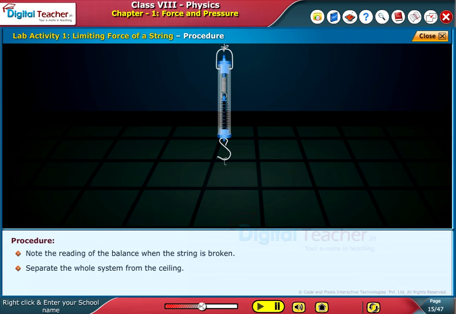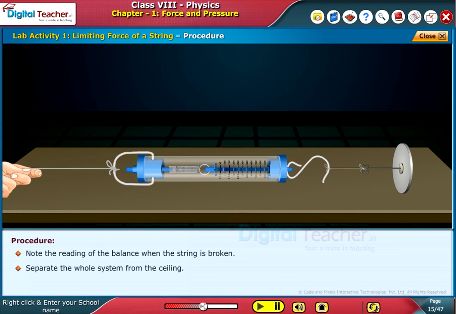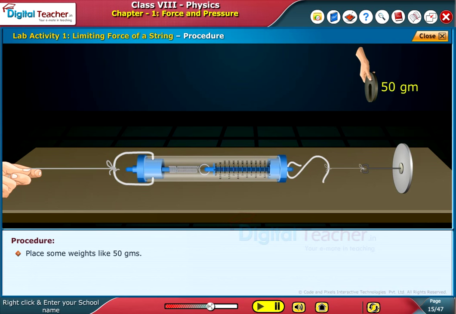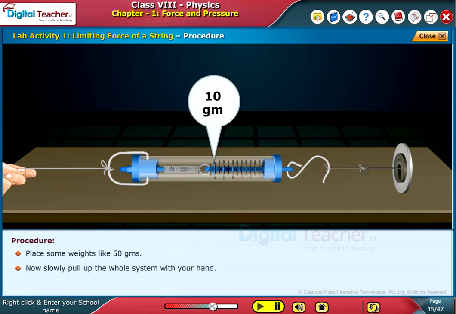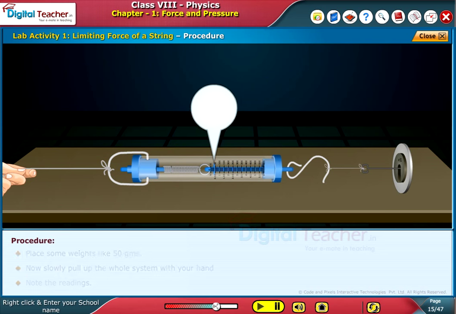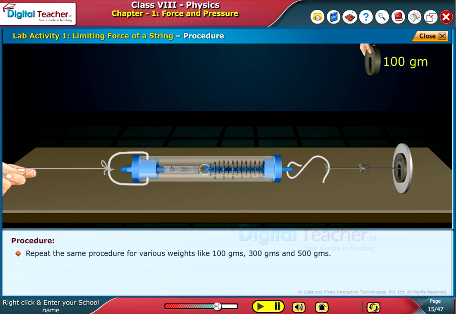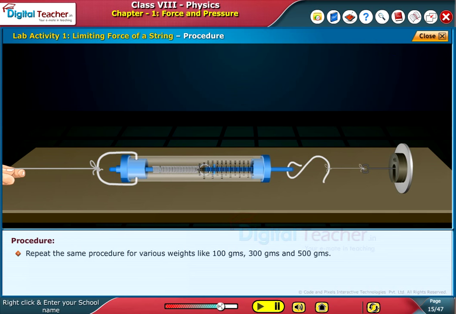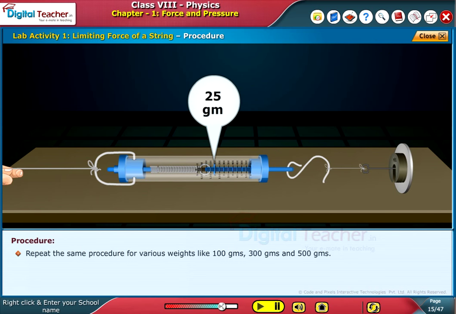Separate the whole system from the ceiling. Now take another string and tie one end to the weight hanger and the other end to the spring balance. Place some weights like 50 grams. Now slowly pull up the whole system with your hand. Note the readings. Repeat the same procedure for various weights like 100 grams, 300 grams and 500 grams.